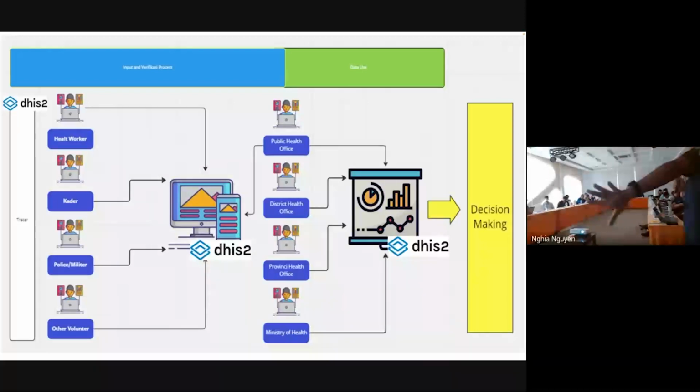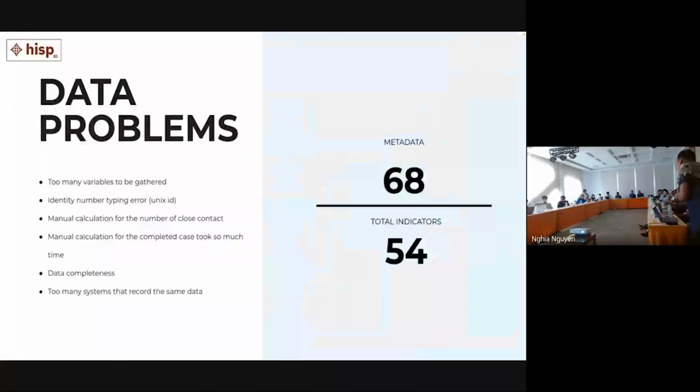And then we have a provincial health office, so they see the data by district. And then we have the Minister of Health. The Minister of Health can see every province level, down to level 4 for the public health office. Okay, we have 54 indicators, and then we have the metadata. But the problem now is sharing what problems we found.